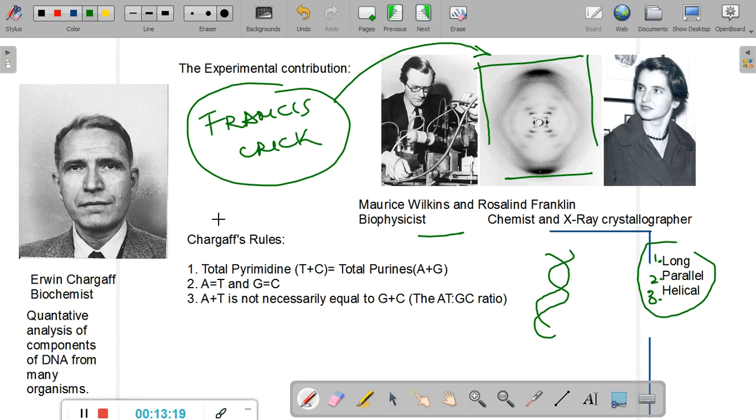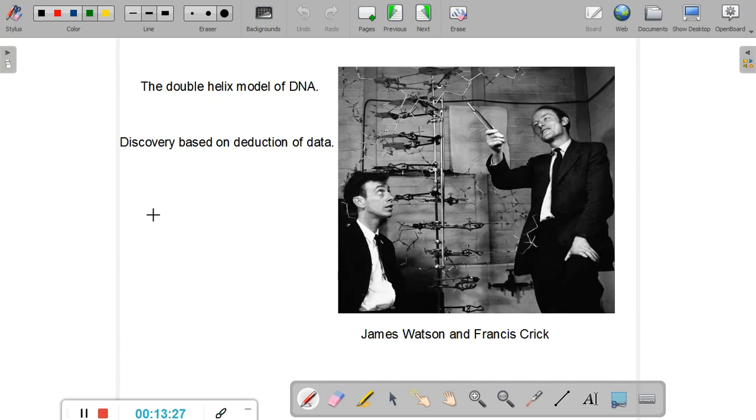Watson and Crick also made use of Chargaff's rules to build the model of the DNA as we know it today. So let us proceed further and look at these two individuals, the Nobel laureates. Here we have James D. Watson, and this is Francis Crick, and both of them can be seen along with one of their models, the finished models of their DNA.